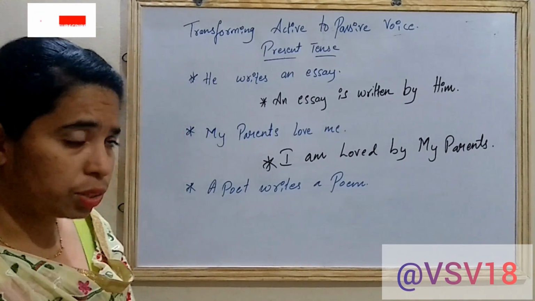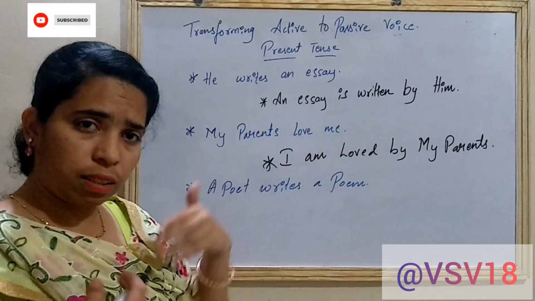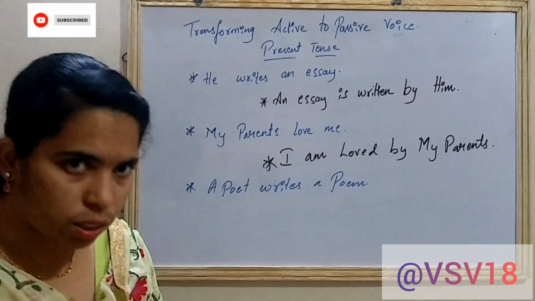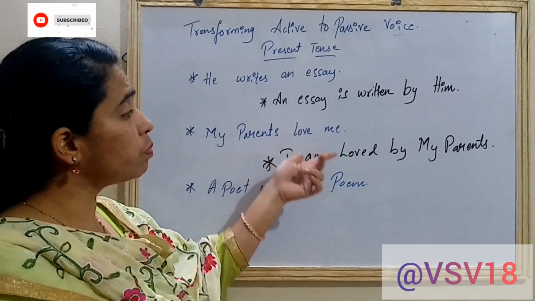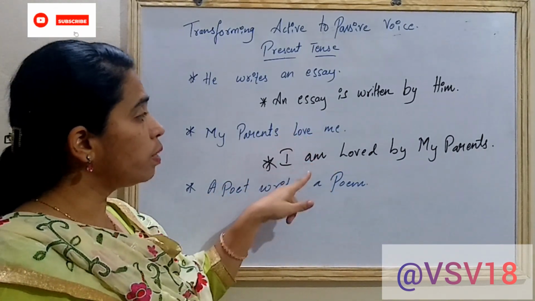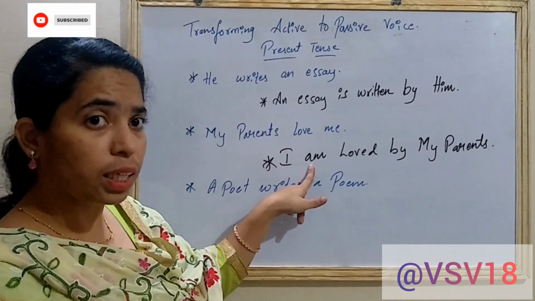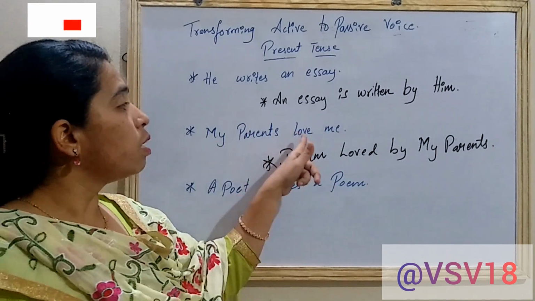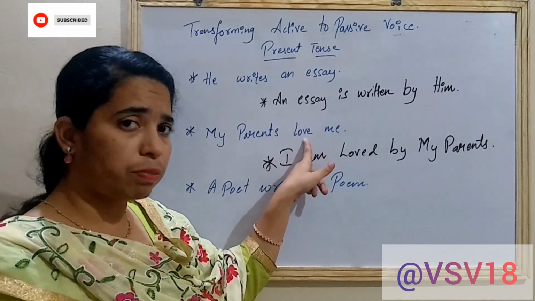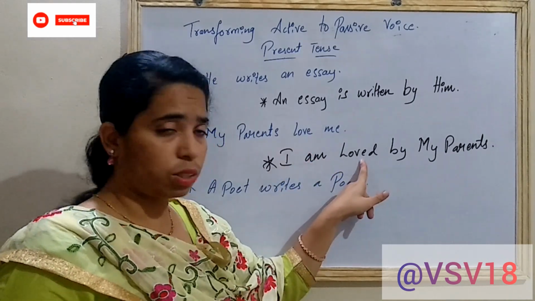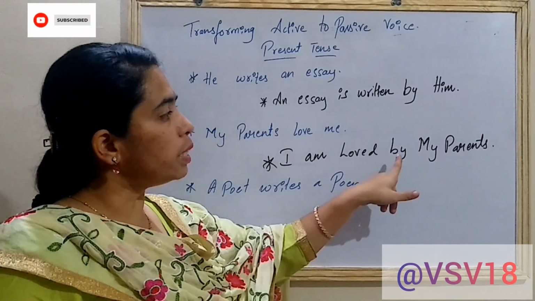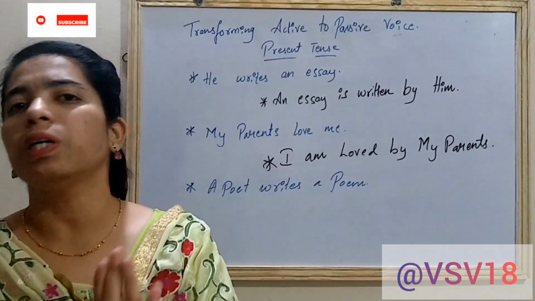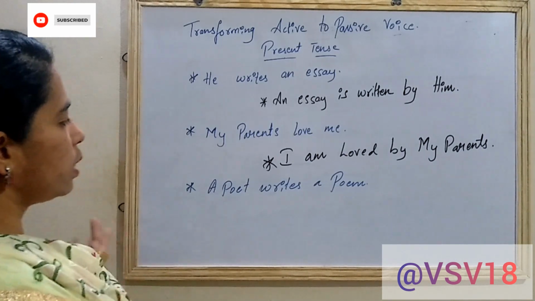Did the meaning change? My parents love me. I am loved by my parents. Same. No change in the meaning. No change even in the tense. Here, we have maintained it by using the helping verb am. Next rule: V3 form of the verb, participle form of the verb. Love is converted into loved. Medium by is used. Subject became object of the passive voice. Clear? Okay. Now let us solve one more.